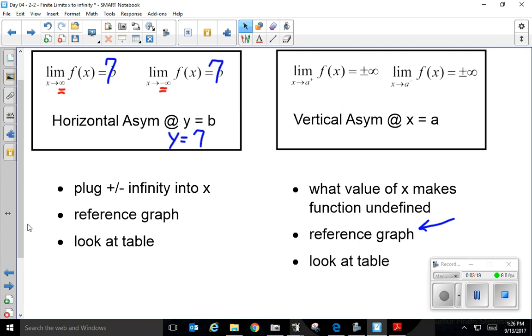That top bullet, what value of x makes the function undefined, that's a nice one. You can do it on the graph. Otherwise, look at your graph. Life is easier that way. Okay.